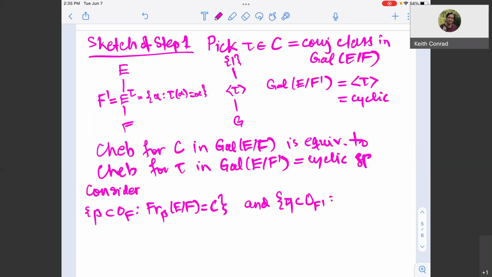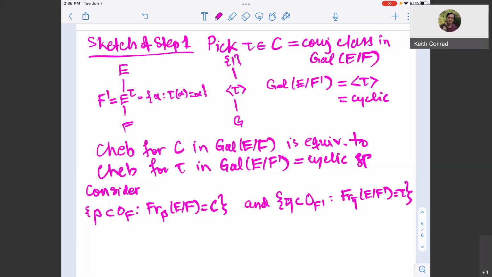intermediate field. Now that, as a subfield of E, has E as a cyclic abelian Galois extension, so we get individual Frobenius elements there most of the time. I'll say equal to tau. Okay, so on the left side, prime ideals downstairs whose Frobenius conjugacy class in the big Galois group is the chosen one. And then we have prime ideals in the intermediate ring of integers whose Frobenius element in the cyclic Galois group generated by tau is, in fact, the element tau itself.